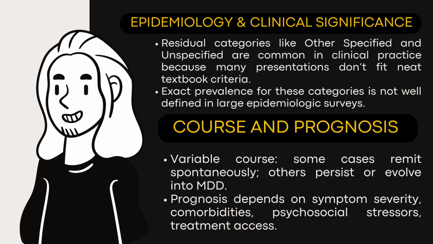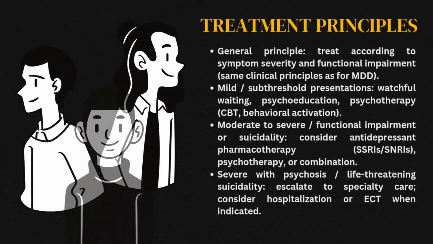So now let's talk about the course and prognosis of these disorders. The course of these disorders varies. Some people recover on their own, some experience chronic symptoms, and others may eventually progress to major depressive disorder. The prognosis depends on factors such as symptom severity, comorbidities, psychosocial stressors, and whether treatment is available. This is why early recognition and proper follow up are so important to prevent worsening of symptoms and to reduce suicide risk.